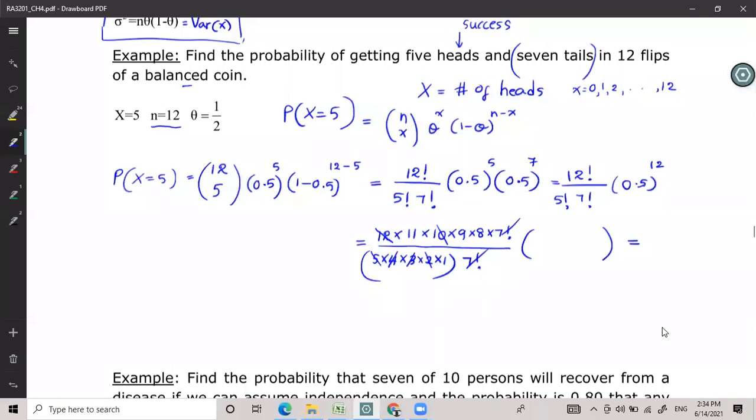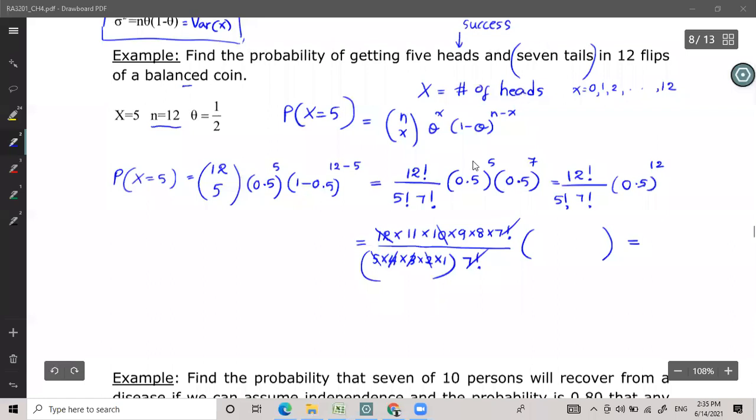Can someone share the answer with us? Yes, what is 11 times 9 times 8? Okay, so I think I got the final answer, 0.19, Anuja. What about the others? Can you tell me the two values, 0.5 to power 12 separately and 11 times 9 times 8 separately? Anybody? Come on, I cannot continue without your participation.